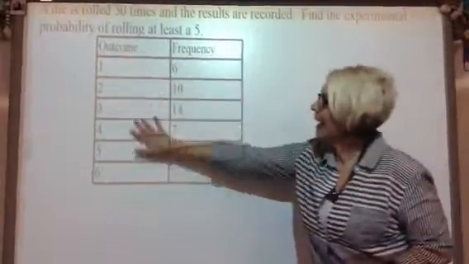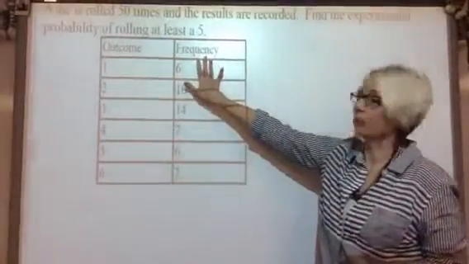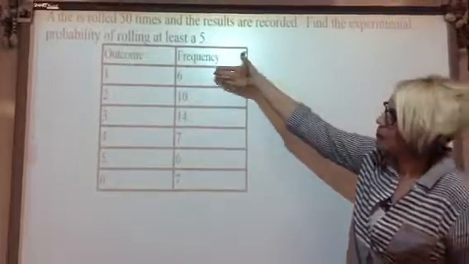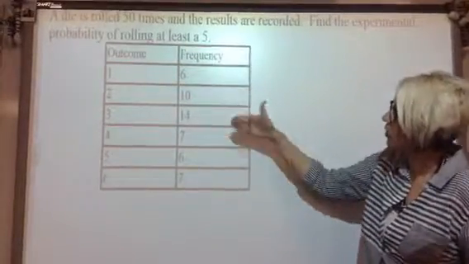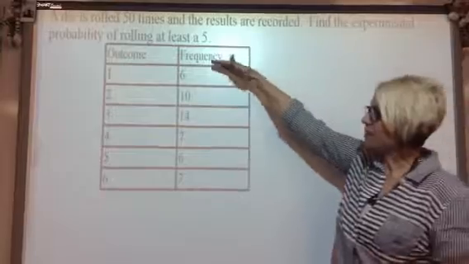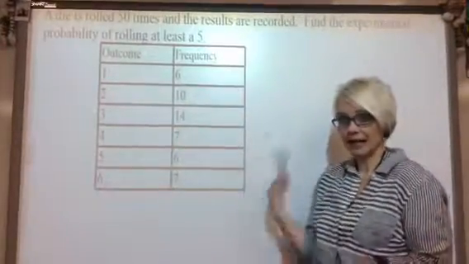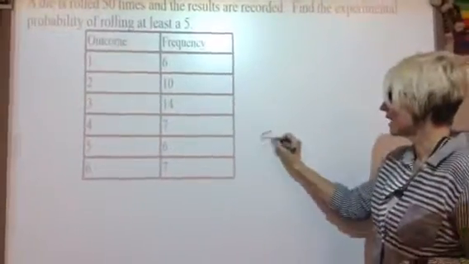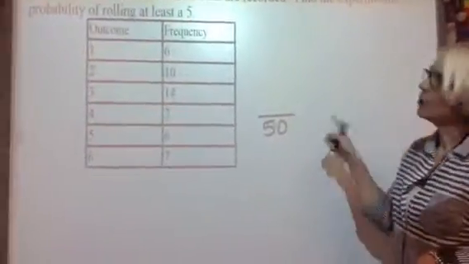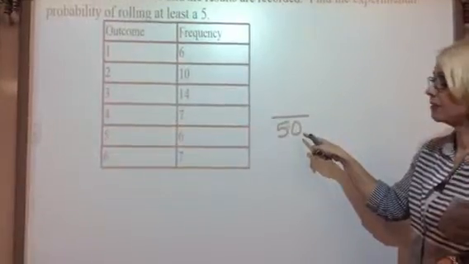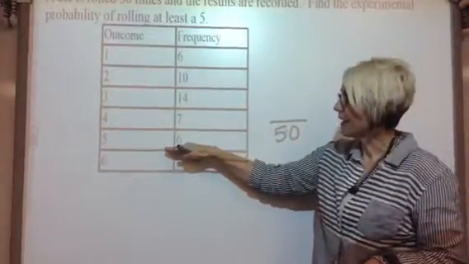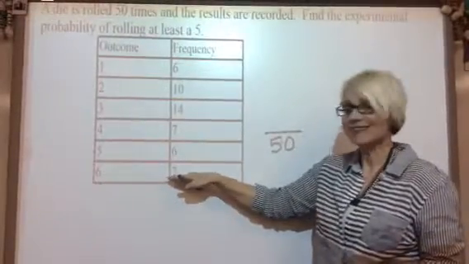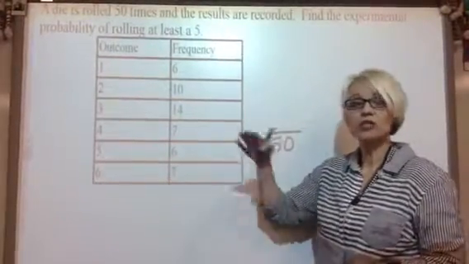So we did a rolling dice experiment. We rolled a dice 50 times. And we kept track. Every time I rolled a 1, I marked it, a 2, and so on and so forth. So I have 50 complete rolls in my experiment. So this is 50 total rolls. My denominator is then going to be 50. I want to know the probability of getting at least a 5. So I have a 5 here. There's 6 total 5s.